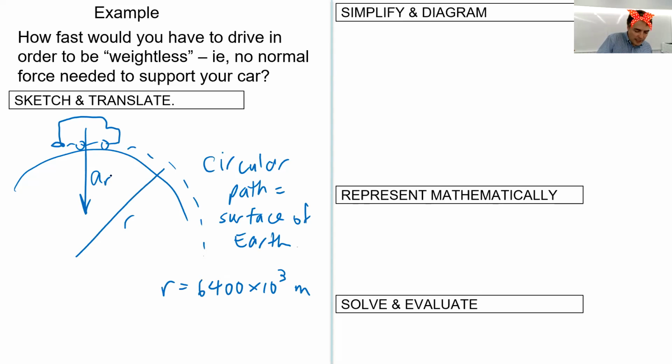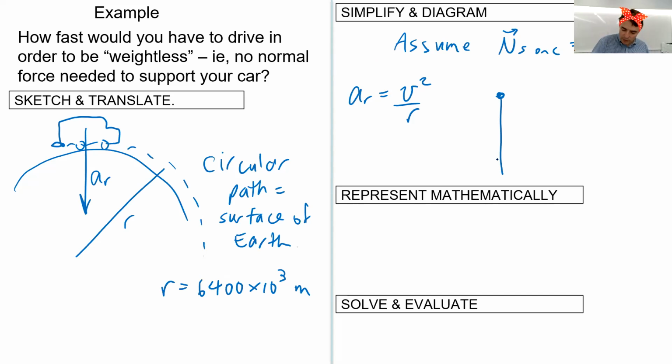So this is your A sub R, which will be downwards. Assume that the normal force of the surface on the car equals 0 for some reason. So A sub R is V squared over R. And there's your force diagram, the force of gravity of the Earth on the car. So the sum of forces in the R direction is equal just to the mass of the car times G.